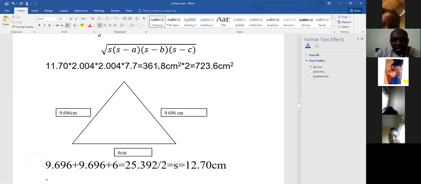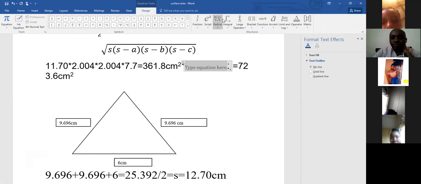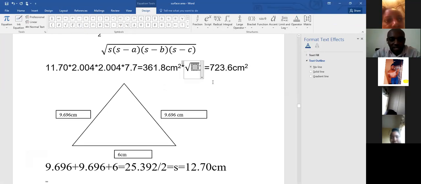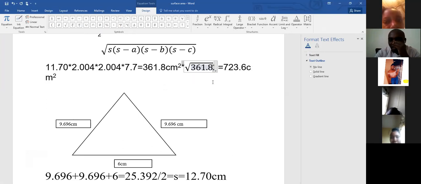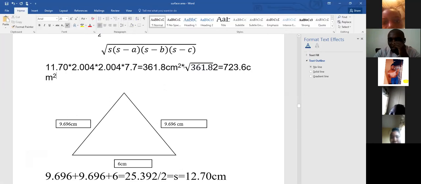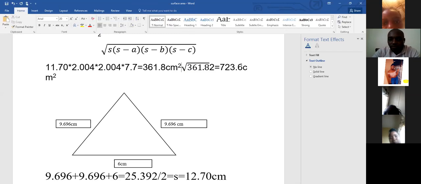So 361.8, I was supposed to find the square root. And then I multiply by 2. So, I did not find its square root. Sorry, that one is a mistake I did there. So, I hope you are able to bear with it. So, 361.8. We got a very big answer, and I was surprised.